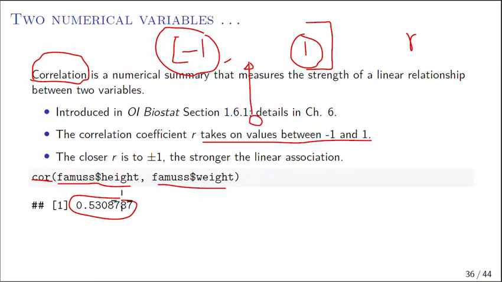Think about this question. What kind of numerical variables give a correlation of 1, okay? Think about it after class.